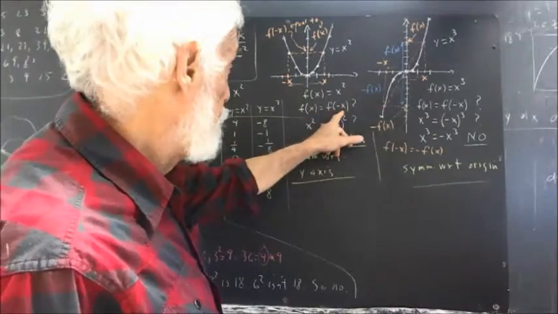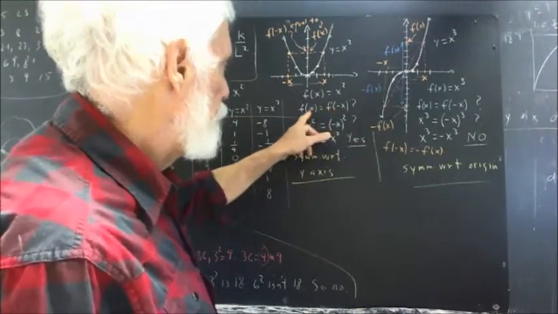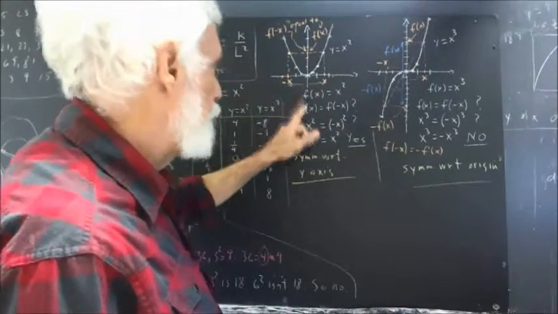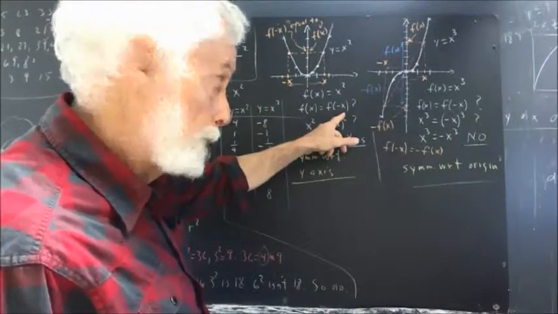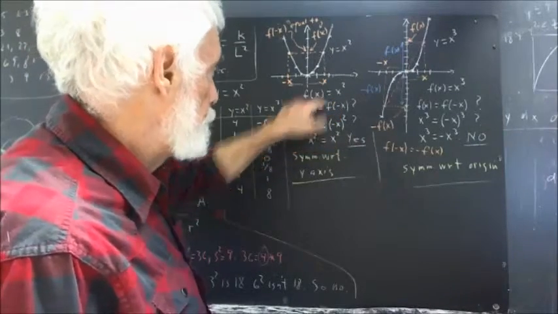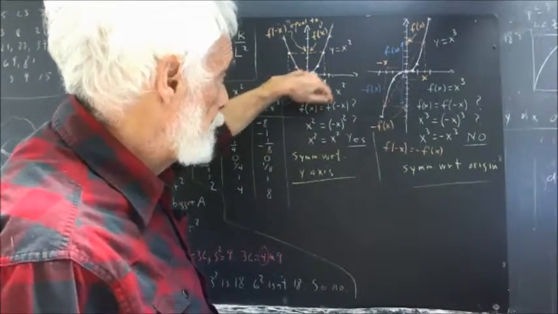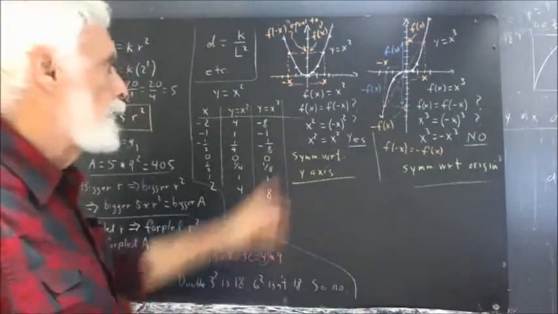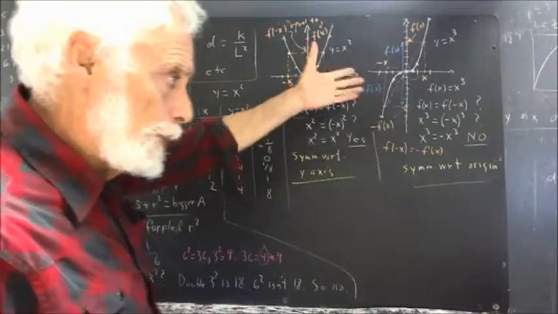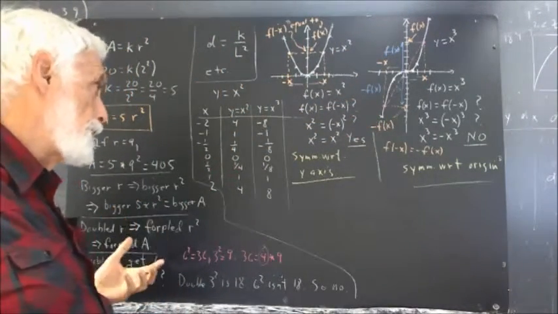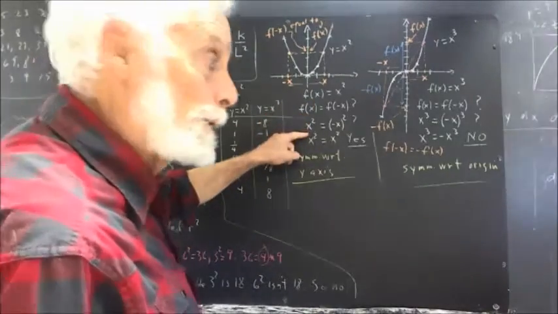So f of negative x would be, if x is 2, negative x would be negative 2, and f of x would equal f of negative x, because the square of 2 is equal to the square of negative 2. If this is always true for every x, then you know you have symmetry, and in this case you can prove this algebraically. f of x is just equal to x squared.